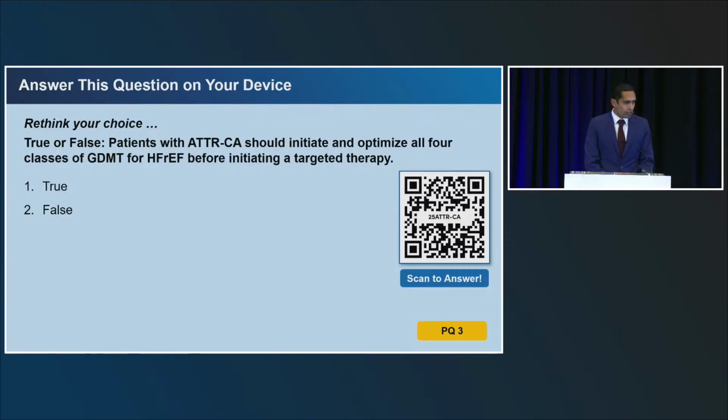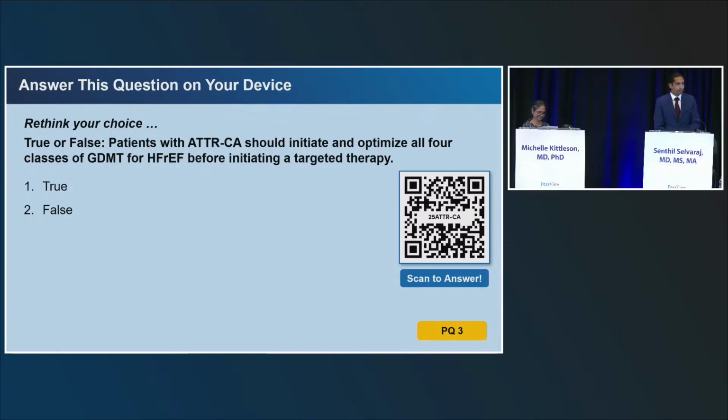So let's go back to the question. In patients with ATTR-CA, should we initiate and optimize all 4 classes of GDMT for HFrEF before initiating a targeted therapy? What do you think?